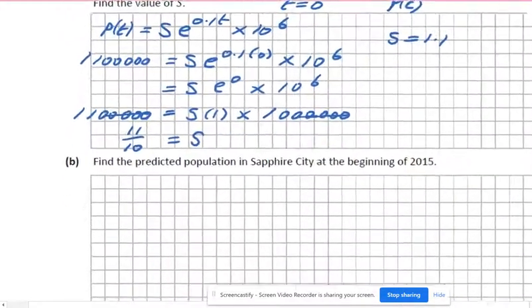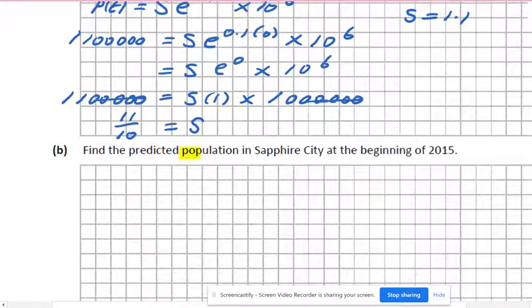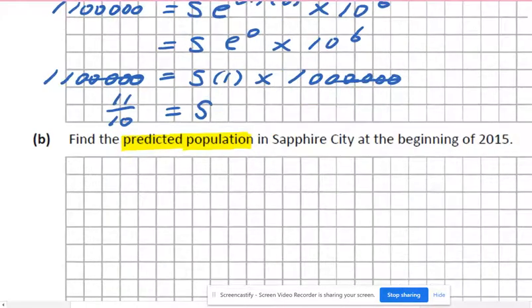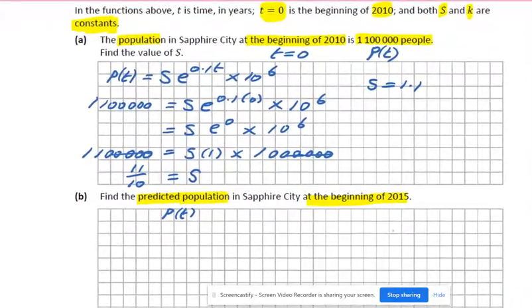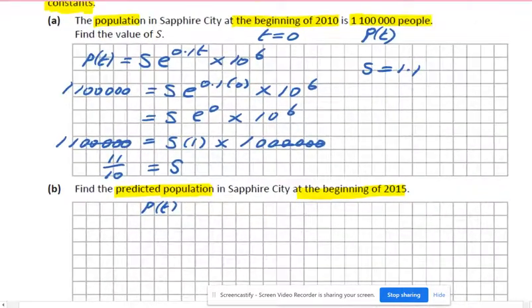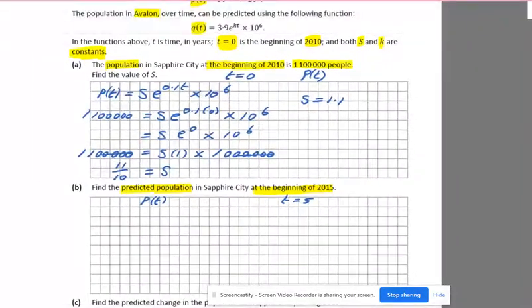Now in the second part, part B, find predicted population. So again, predicted population is P in Sapphire City. So that's P(t) is what we're looking for at the beginning of 2015. Now, the beginning of 2015, if time is in years and 2010 was t equals 0, well, this must be t equals 5. So you bring down your equation for P and fill it in down here.